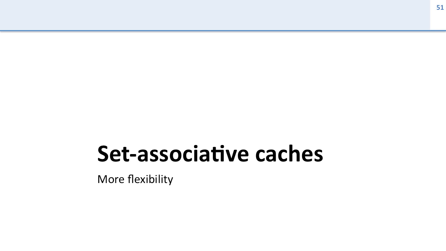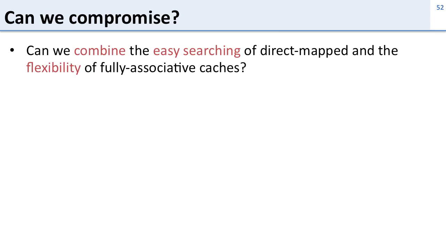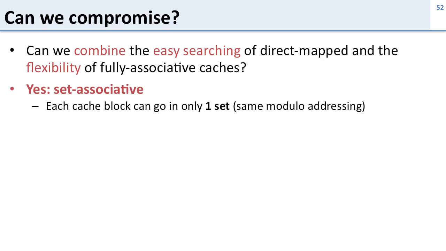So now let's talk about set associative caches. Set associative caches try to combine the flexibility of fully associative caches with the efficiency of direct map caches. So this is a compromise. The idea is to combine the easy searching of direct map caches and the flexibility of fully associative caches. And we do this by producing a set associative cache.